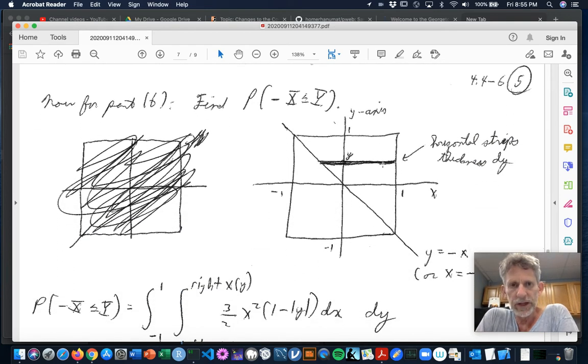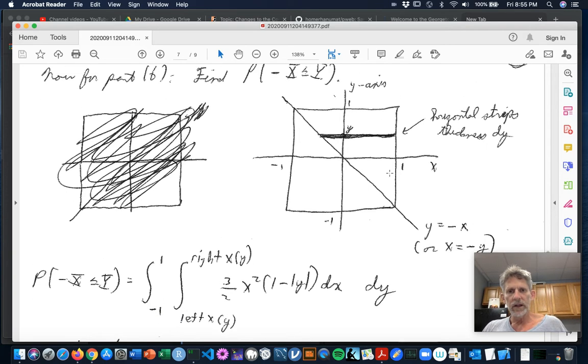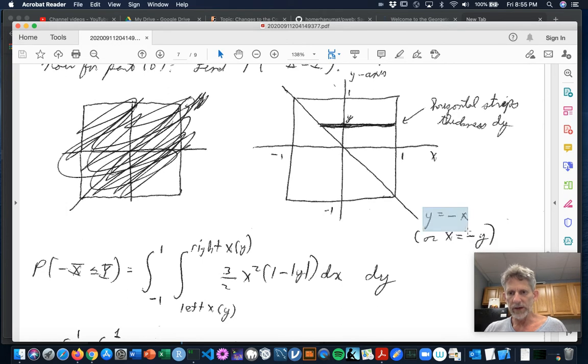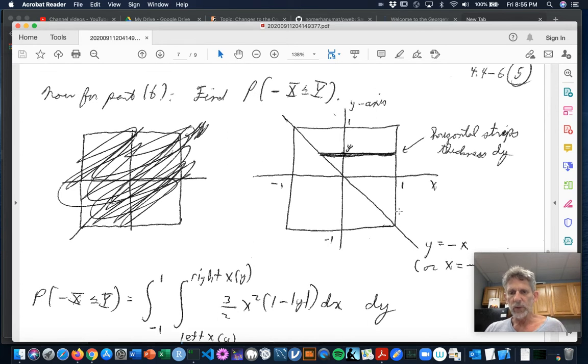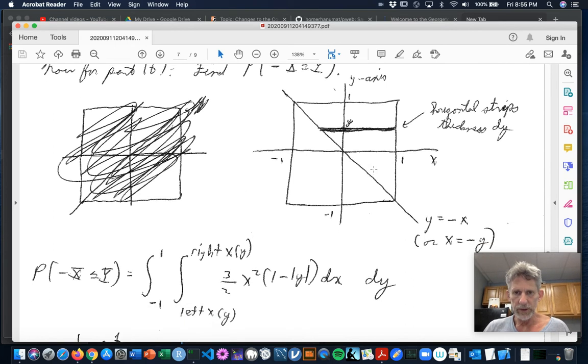So that was finding the probability that -x is less than or equal to y. Looking at my entire support, I draw the boundary line negative x equals y, or y is negative x. And y has to be bigger than or equal to negative x, so you're in this upper triangle here, and you need to integrate the density over that upper triangle, okay?